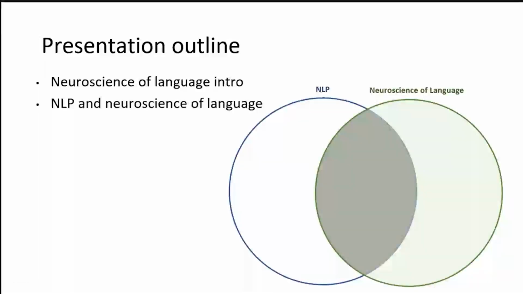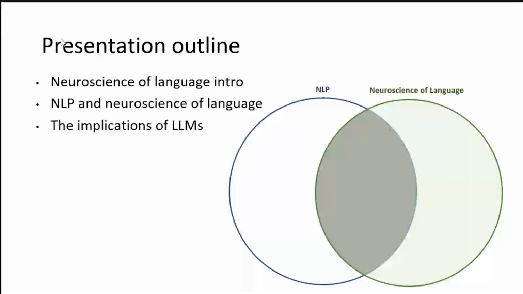And then we'll talk about NLP and neuroscience of language. NLP is natural language processing. It's a field within computer science which deals exactly with language and text. It's where the word embeddings and the language models came from. It's a computer science discipline. But obviously there's a lot of overlap with neuroscience of language.